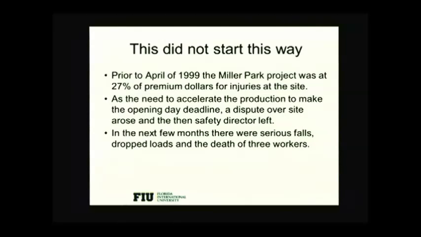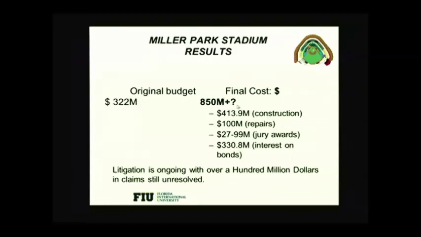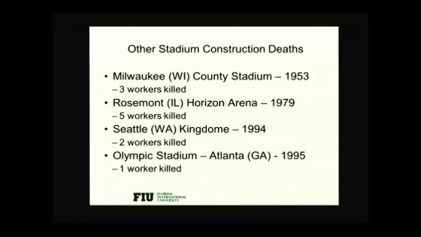So that's a case where a disaster strikes and the project got really delayed. Original budget $322 million. Final cost $850 million. $100 million in repairs, $27 million in injury, and then $330 million in interest and bonds. Litigation is ongoing with $100 million in claims still unresolved.